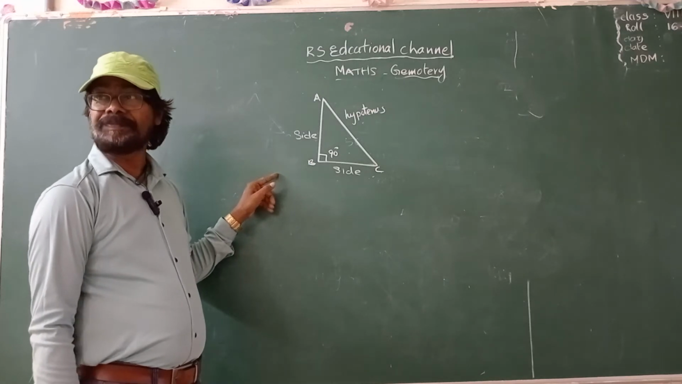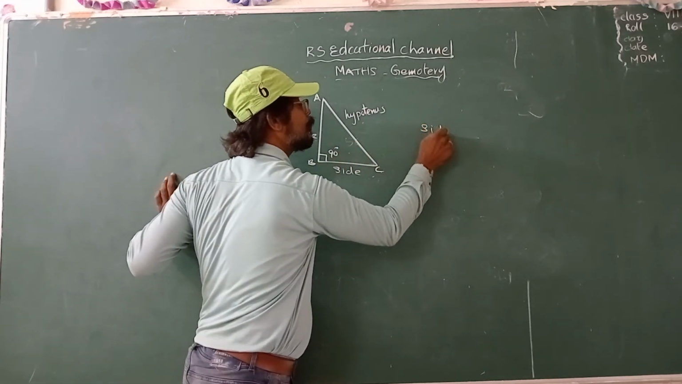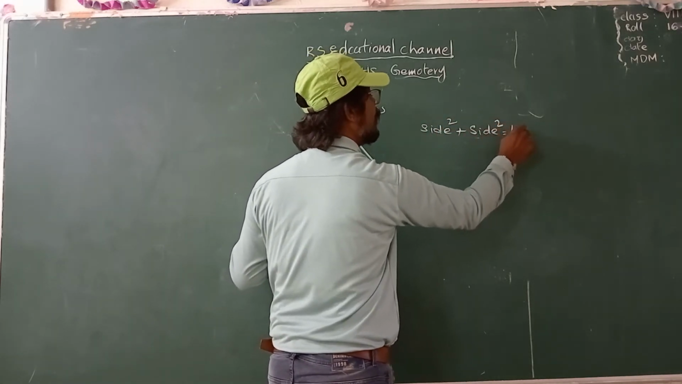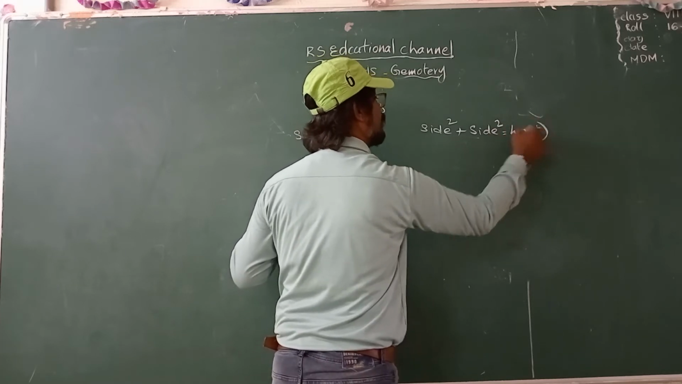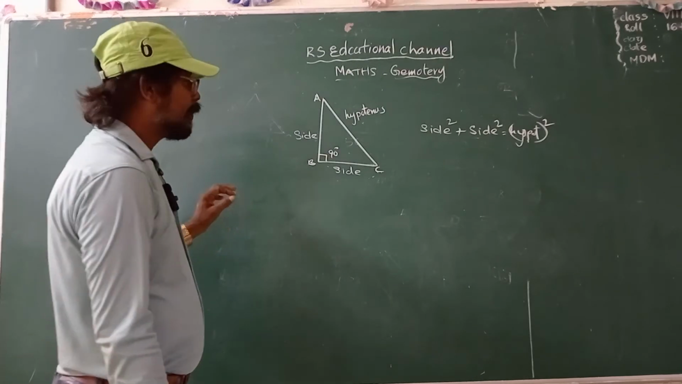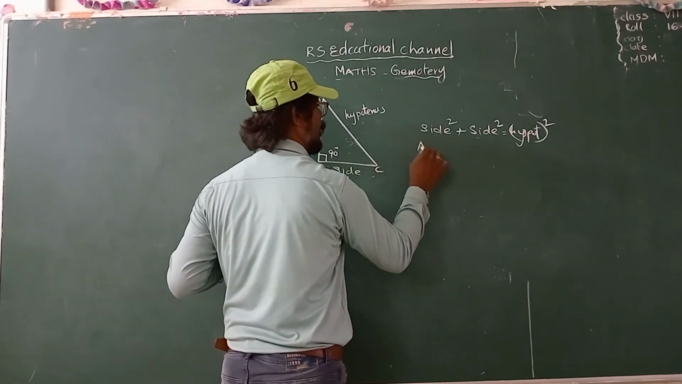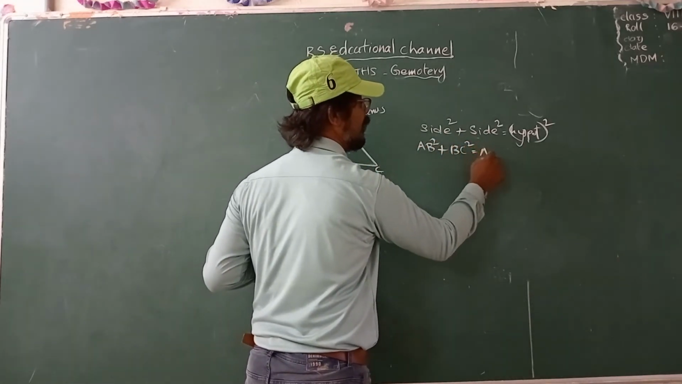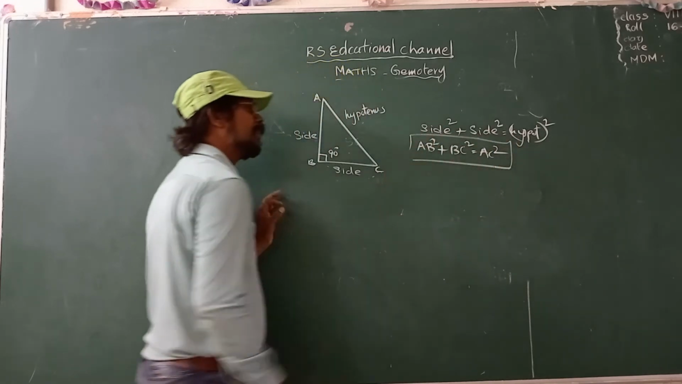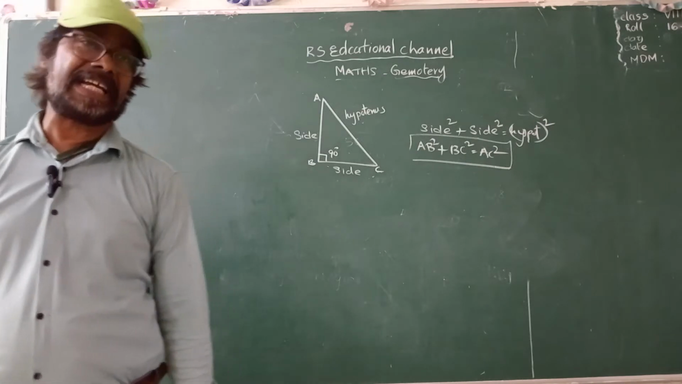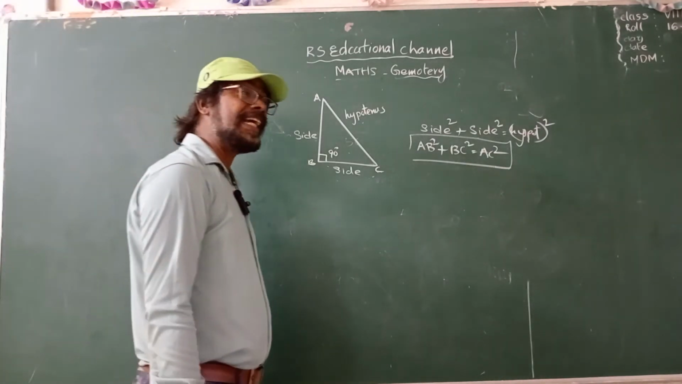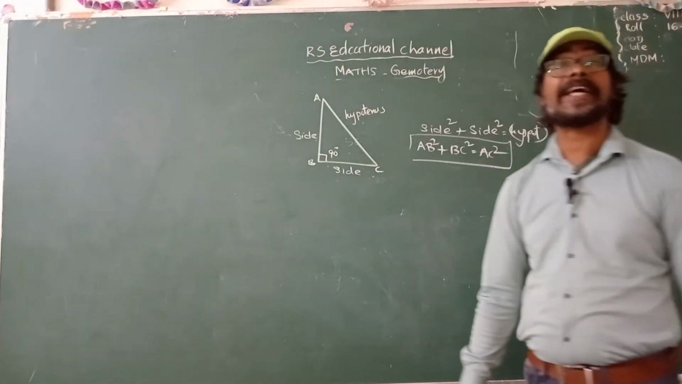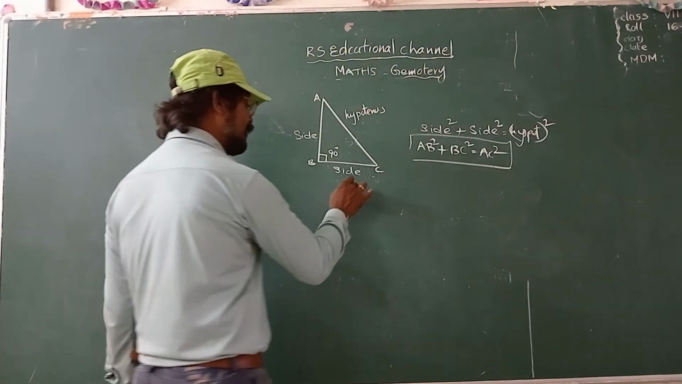According to Pythagoras theorem, side square plus side square is equal to hypotenuse square. AB square plus BC square is equal to AC square. This is very important. If ABC are the three vertices of a right angle triangle, and the right angle is at B, then always AB square plus BC square is equal to AC square. Understand? Yes. Suppose I change the figure like this.